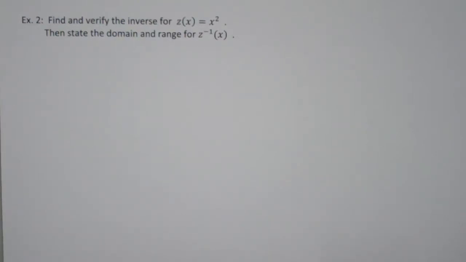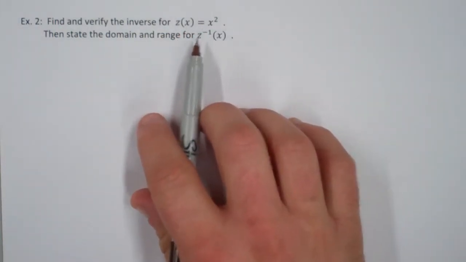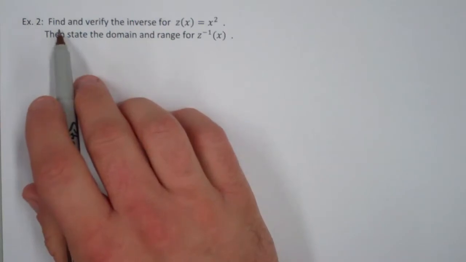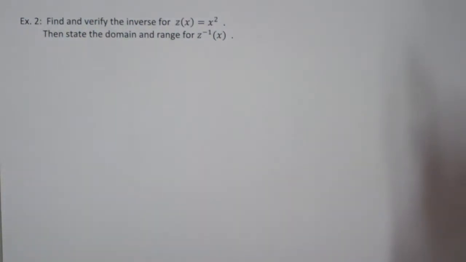In example 2, we need to find and verify the inverse for z of x is equal to x squared. Then we'll state the domain and range for the inverse. Let's do the find part. I'll show you how to do the verify part, and then we'll work with this domain and range piece.